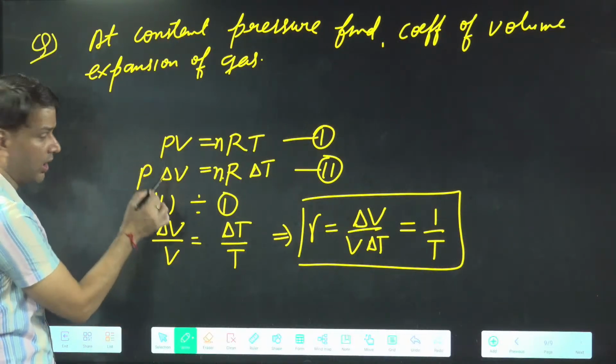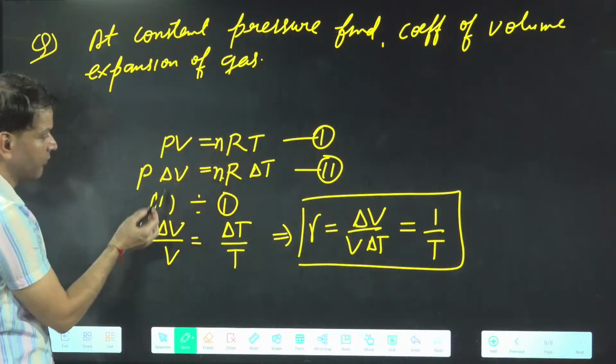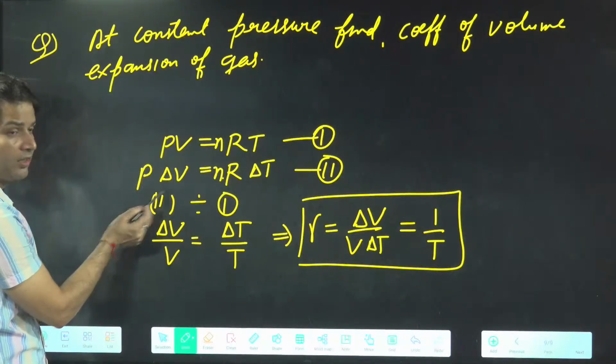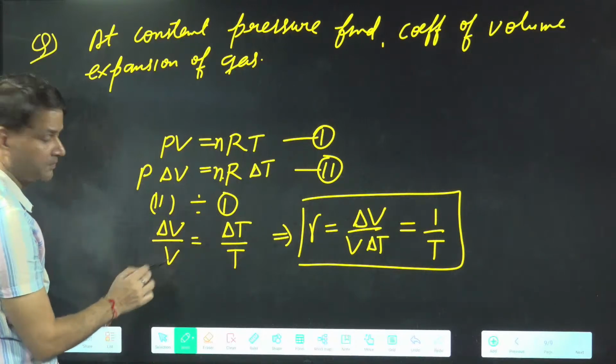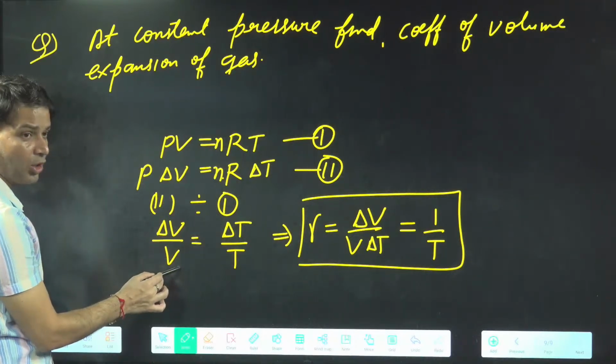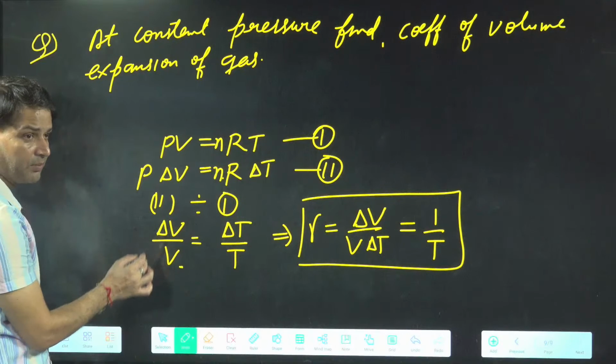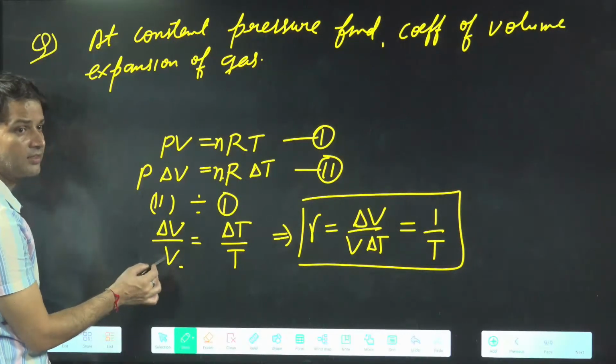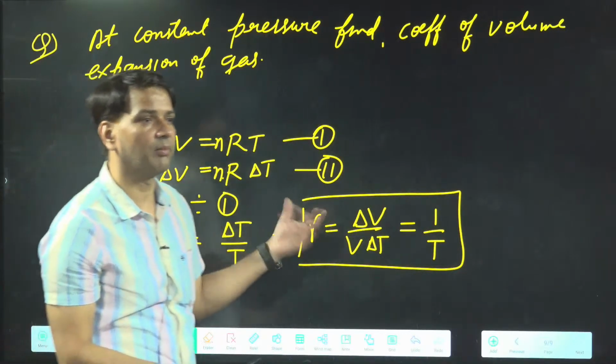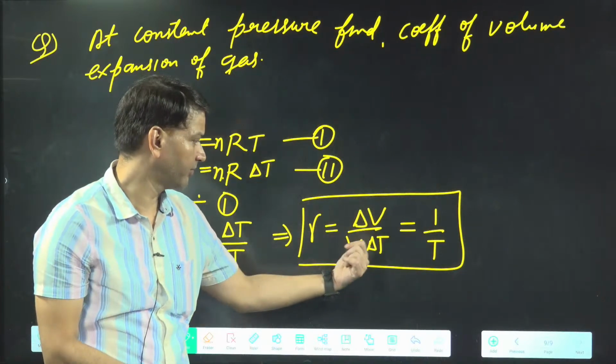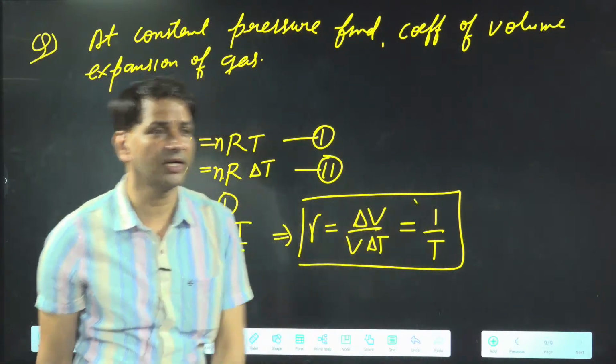So here is delta V, here is V, so I can divide equation 2 by 1. When I divided, I got delta V by V on this side, and delta T by T on the other side. Now this delta T I can shift to the denominator. Then I will get delta V by V into delta theta, that is the basic formula of gamma. So gamma is delta V by V into delta theta, and I got 1 by T.